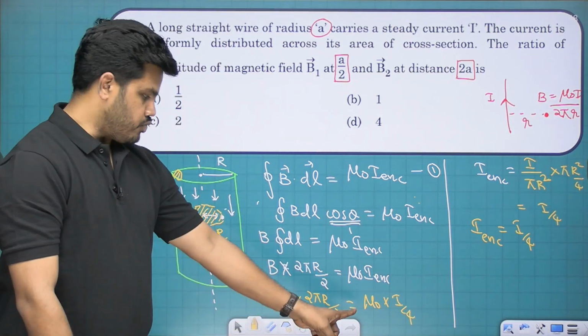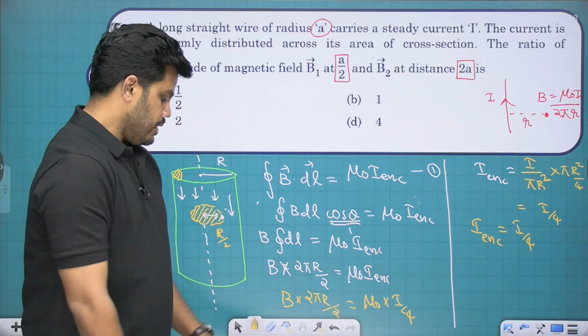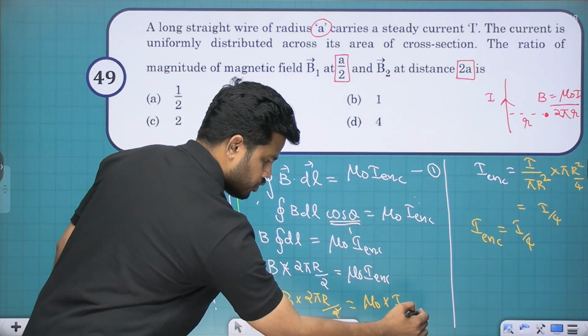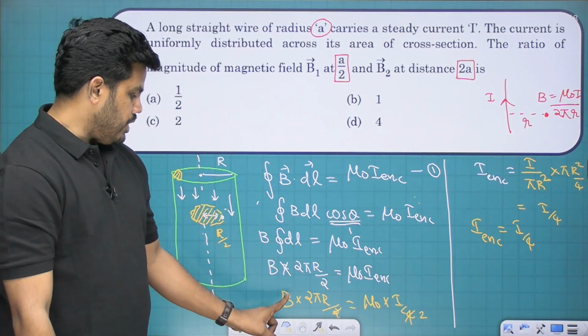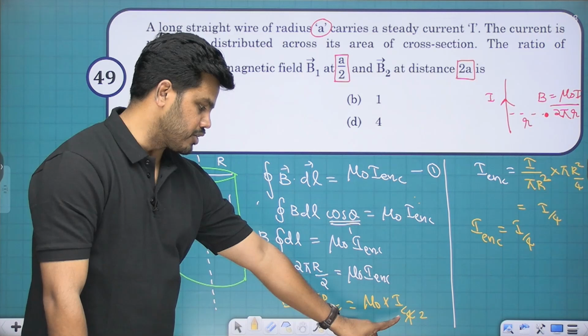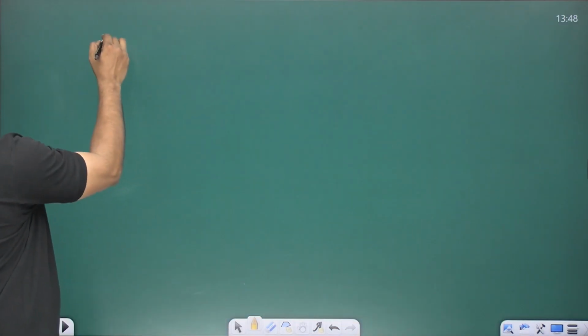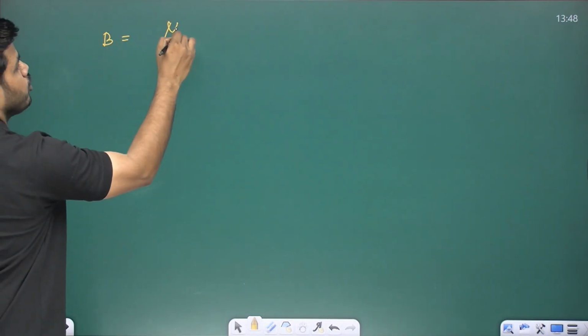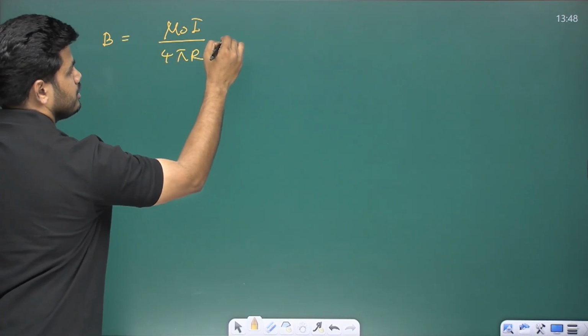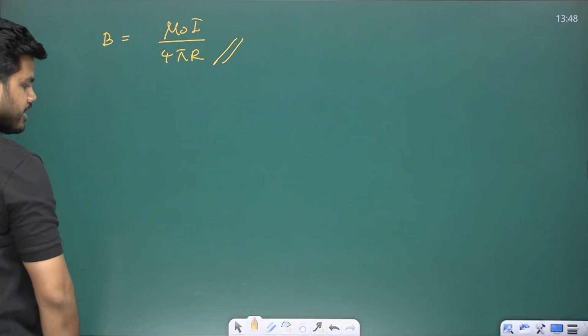Just rearrange this equation to find B. So what will be B? We have 2 and R, the 4 gets cancelled from here. It is 2. So B we are going to keep here. 2 pi R is going to the other side, so it becomes 4 pi R in the denominator. So B is equal to mu naught I divided by 4 pi R. This is the magnetic field inside the conductor.